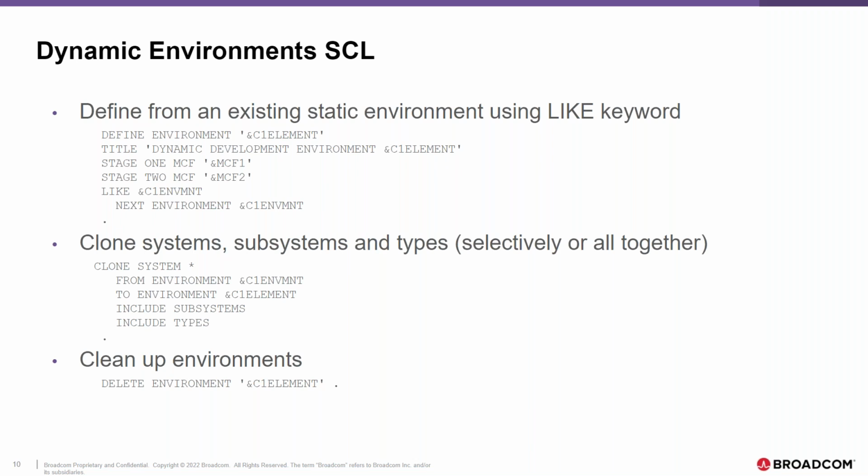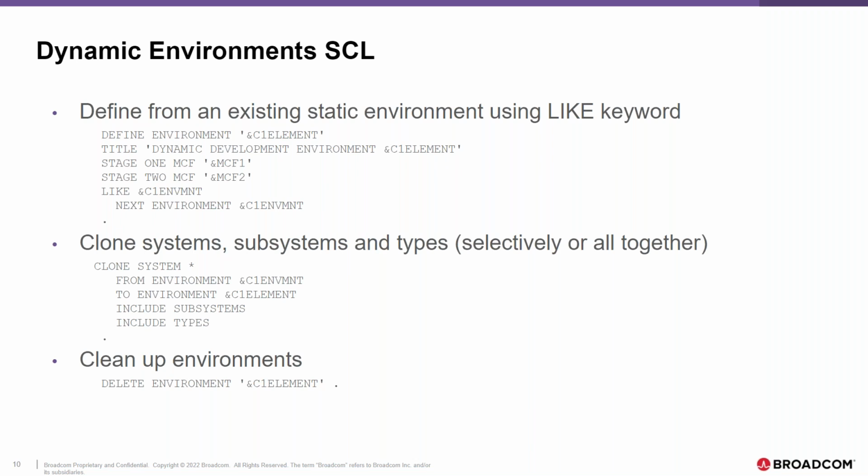So let's look a little bit at the SCL. As I mentioned, there's some new SCL here that we created as part of the dynamic environments feature. And this SCL essentially makes the spin up a lot easier. The first one lets you create an environment from an existing static environment. So if you've got dev1, dev2, dev3, you can pick one of the environments. If you were to run this in a processor, it will run from whatever environment you invoke that generate processor. And so the idea here is you're basically cloning an environment using define like.